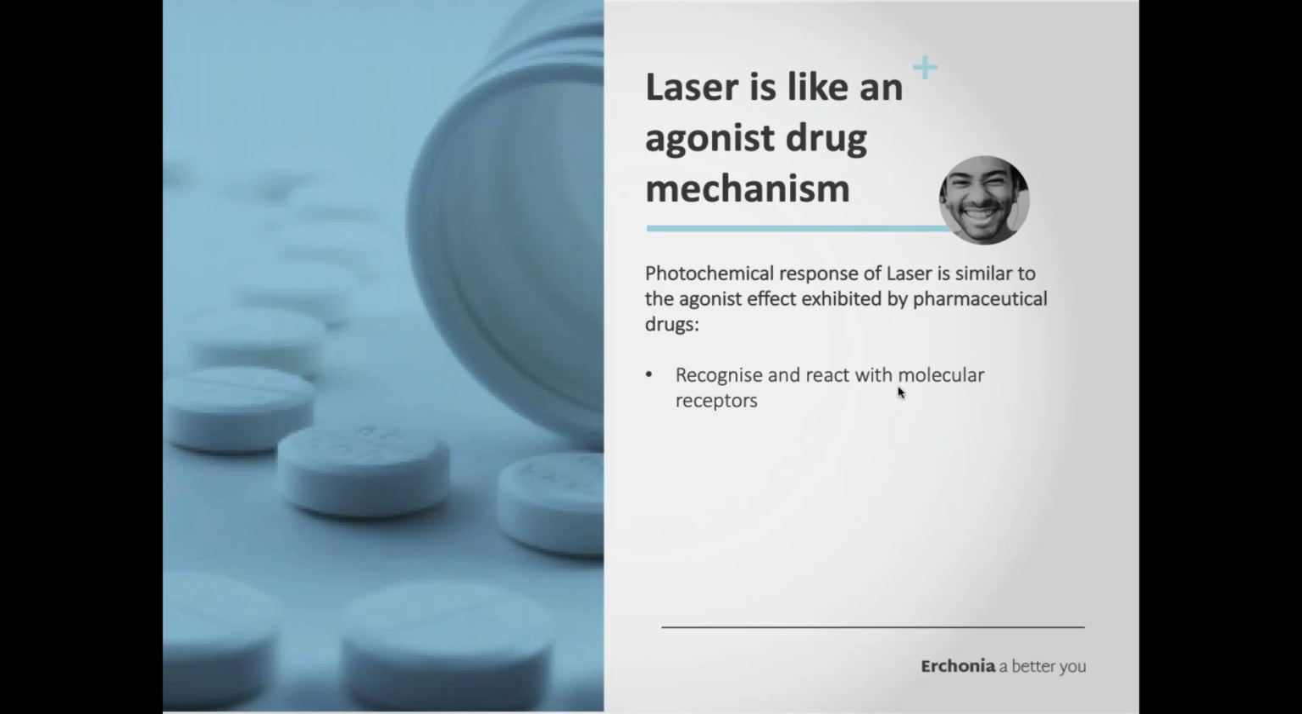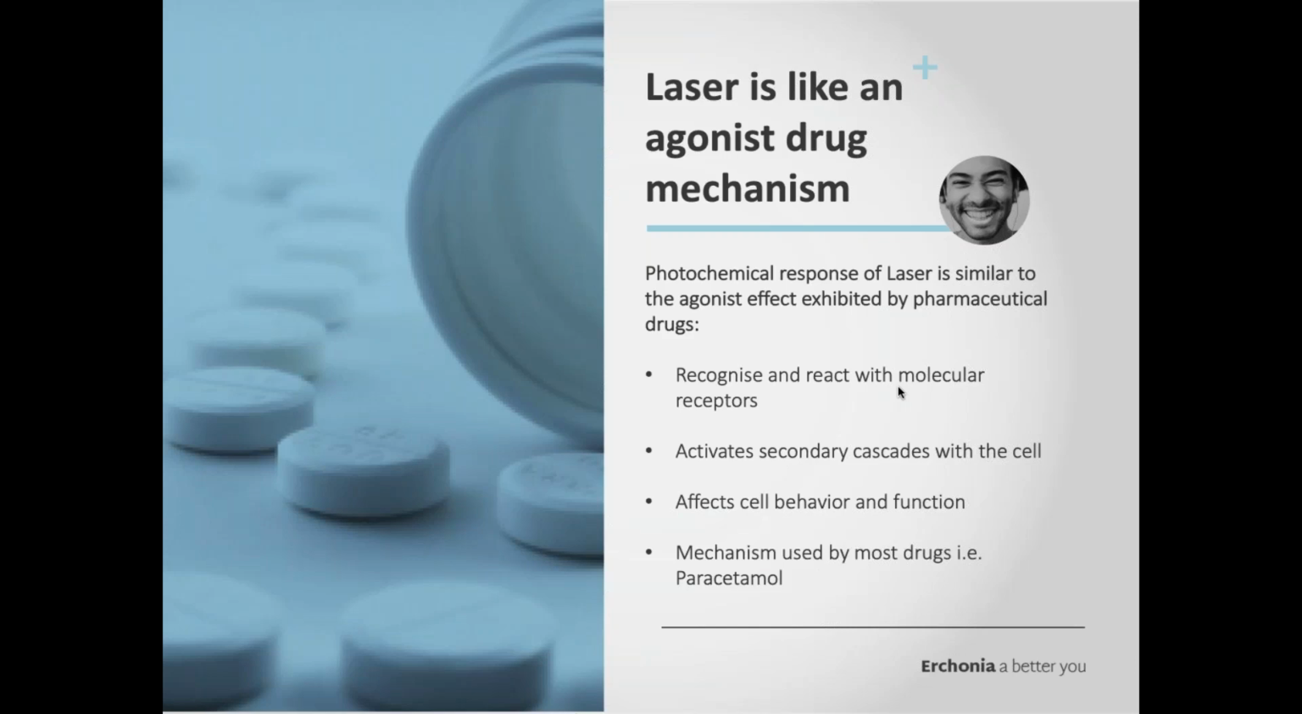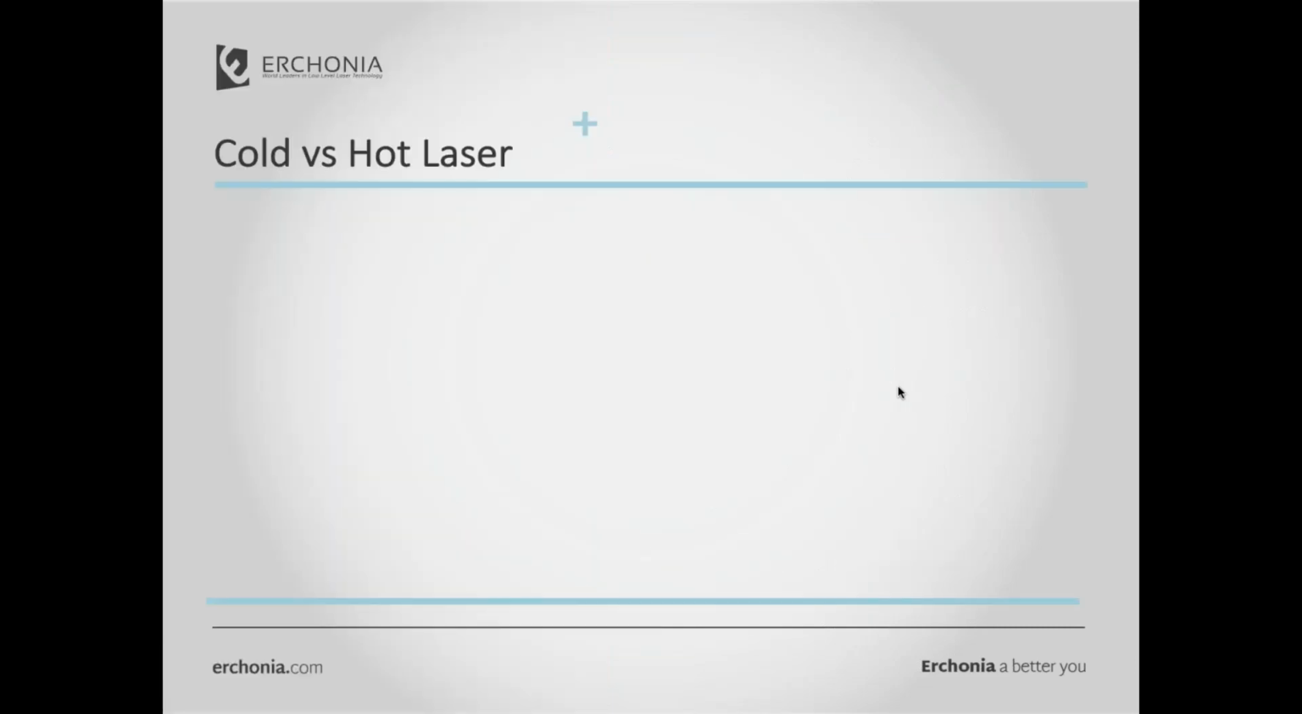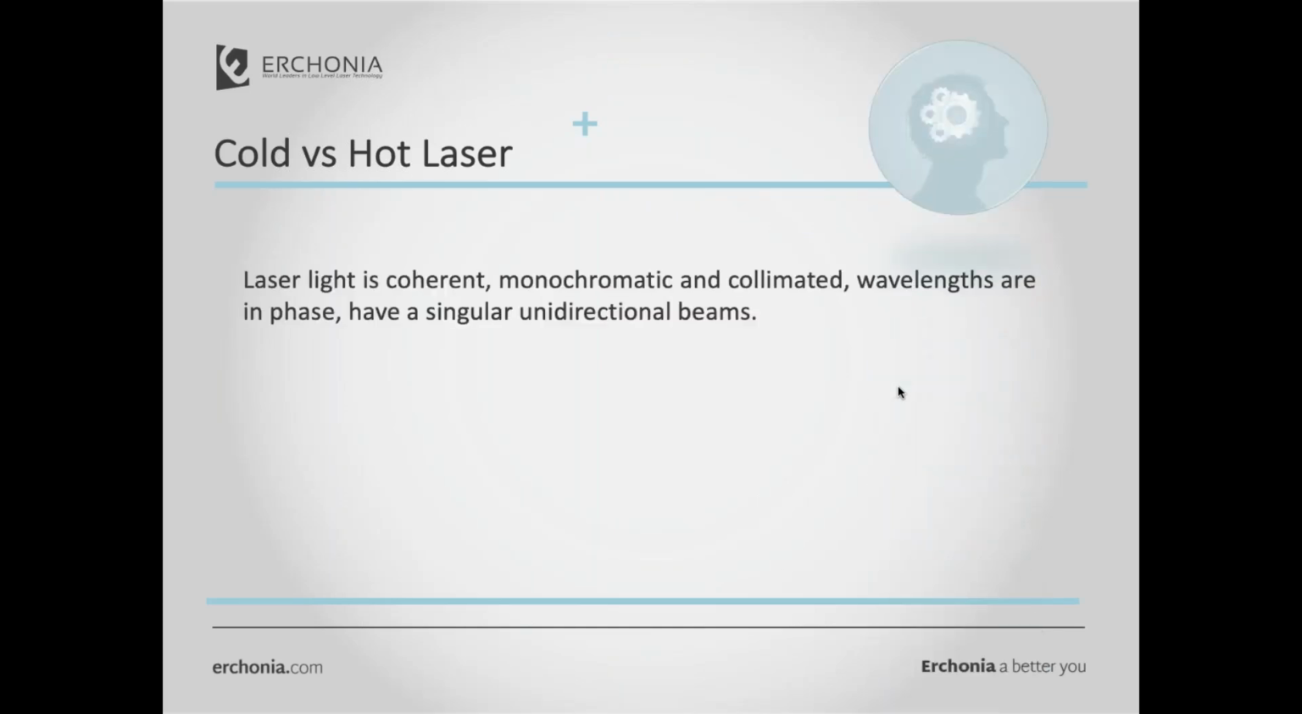So the laser, like a drug, it recognizes and it reacts with our molecular receptors, in this case, cytochrome C. It activates, as we already said, a secondary cascade within the cell. And it also affects the way that these cells then behave and the way these cells function. So pretty much the same mechanisms as you'll find in most drugs. And our example here, of course, is paracetamol. When we look at cold lasers, non-thermal low-level lasers, it's the same thing.